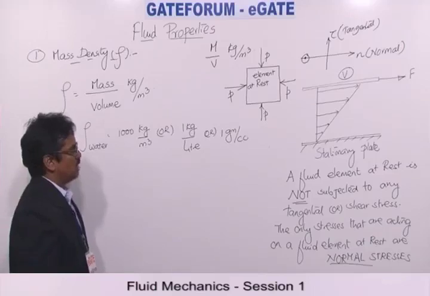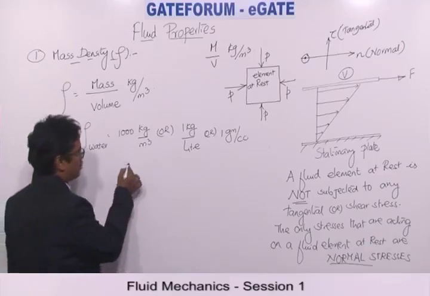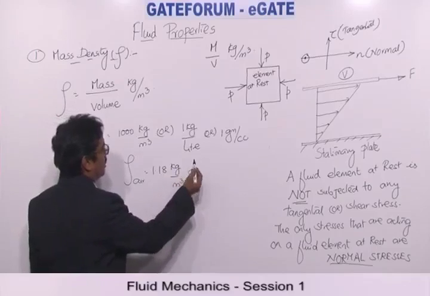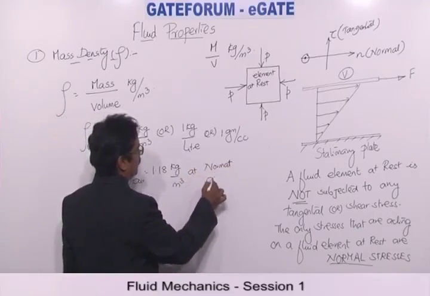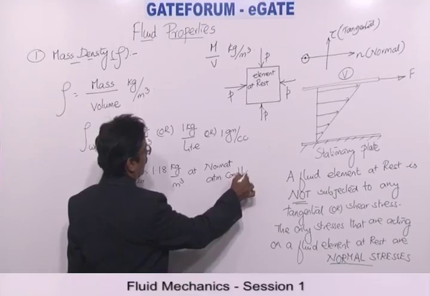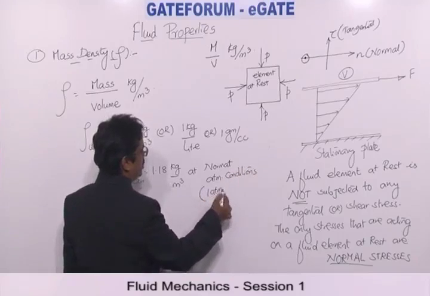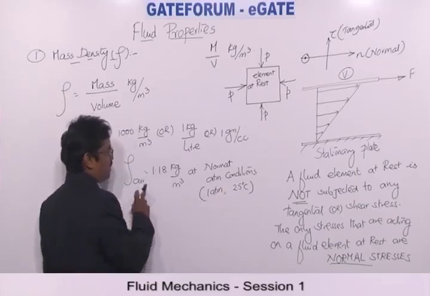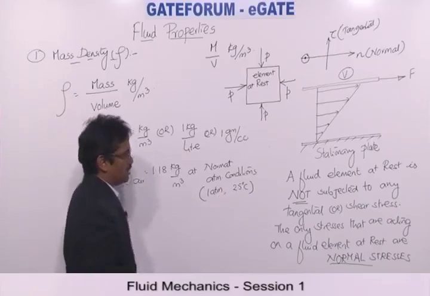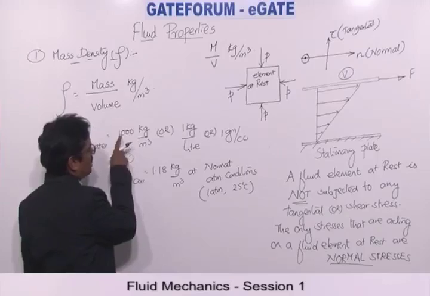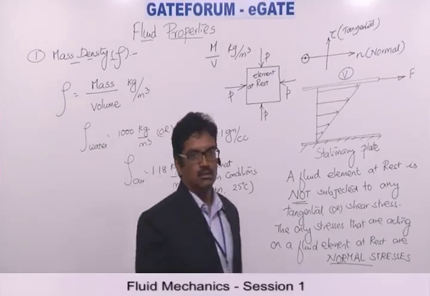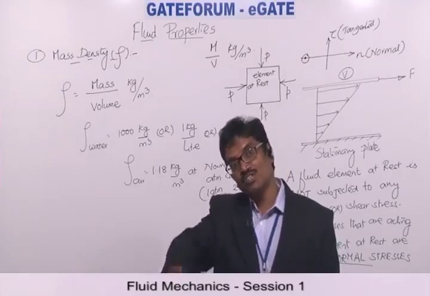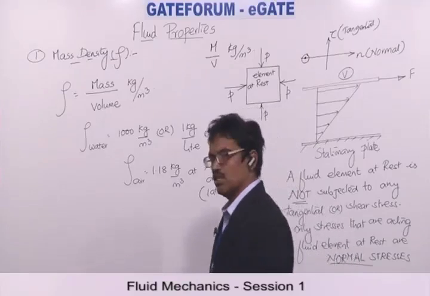Different fluids have different densities. Having learned it for water, let us see what the density of air is. The density of air is 1.18 kg per meter cube at normal atmospheric conditions, that is 1 atmosphere pressure and usually 25 degrees Celsius. At 1 atmosphere and 25 degrees Celsius, the density of air is 1.18, or approximately 1.2, kg per meter cube. As you have seen from these values, water is 1000 times denser than air. Water is 1000 times heavier than air. In fact, mercury is 13.6 times heavier than water. Mercury is the heaviest liquid, whose density is very high.